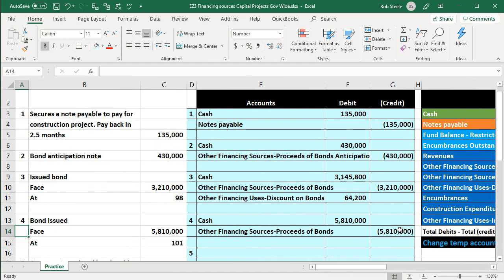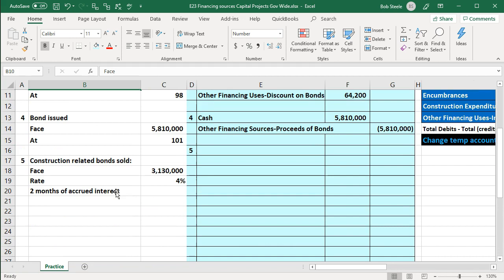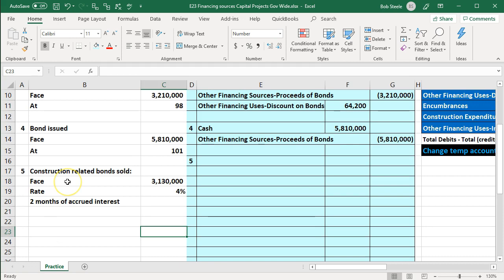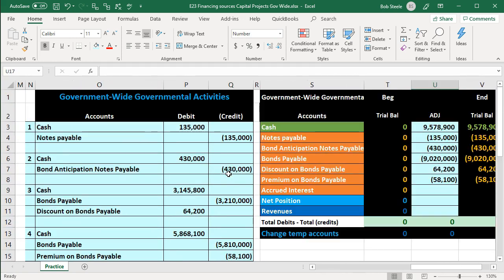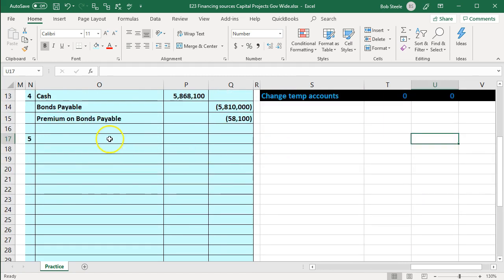We've got the final item here, I believe number 5, which says we have construction-related bonds sold. So now we sold bonds that were related to our construction process here. So once again, another form of financing. We've got this large project we're financing here. The difference here is that we have 2 months of accrued interest and the interest rate at 4%. So let's see what that's going to look like. Let's do it first on the government-wide type of activities on the accrual basis, which will be more familiar to what we would expect.